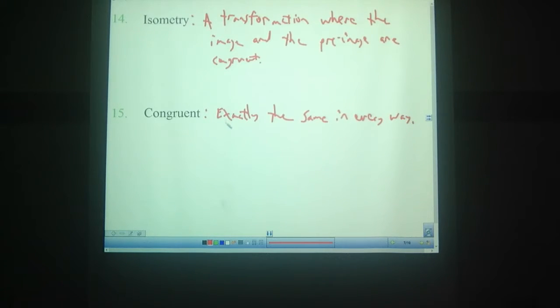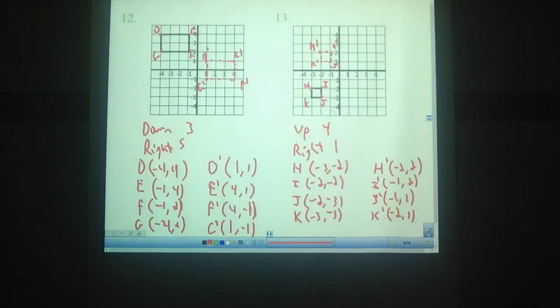We quite often also say that all corresponding measures, sorry, I should say corresponding measures. So two shapes are congruent if all corresponding measures are equal. So are translations isometries? Think about that for a bit, look at your paper. Hopefully you said yes they are.